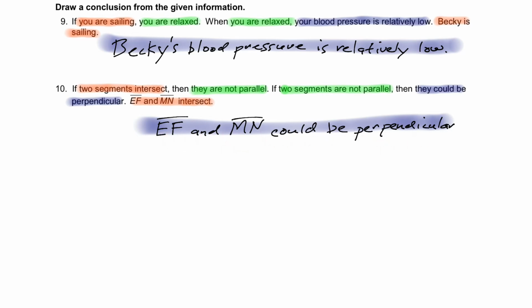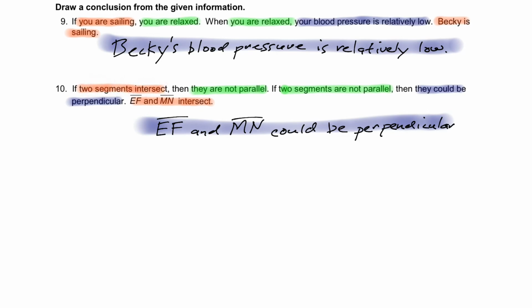And you can see the structure here is correct. This one, I'll just go ahead and read it off to you. So the first conditional statement says, if two segments intersect, then they are not parallel. The second one says, if two segments are not parallel, then they could be perpendicular. And then you can see they started the third statement, which would be the conclusion. They started with this part right here, which matches the hypothesis of the first statement.